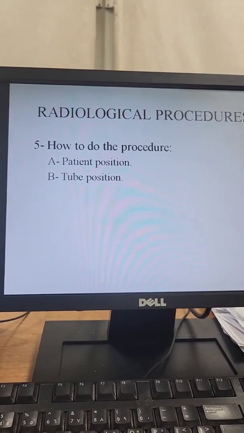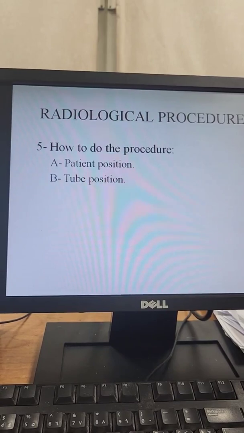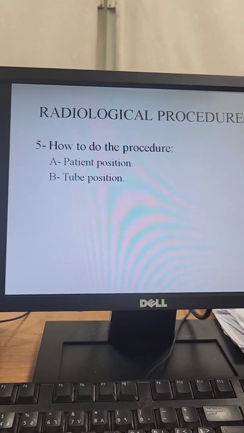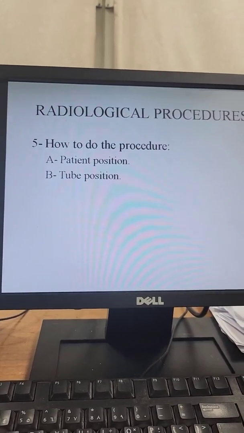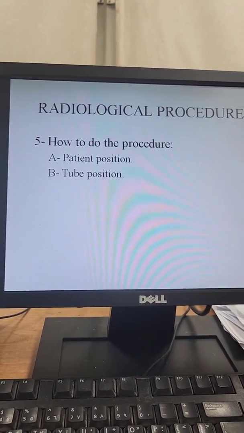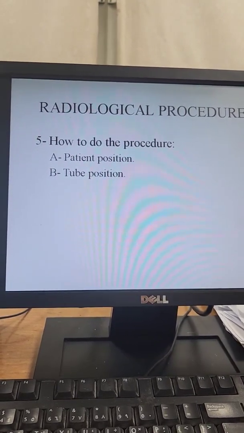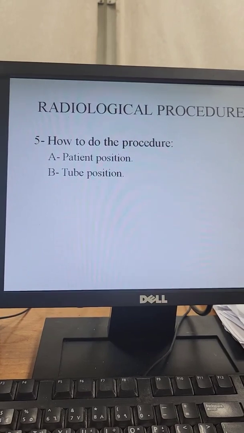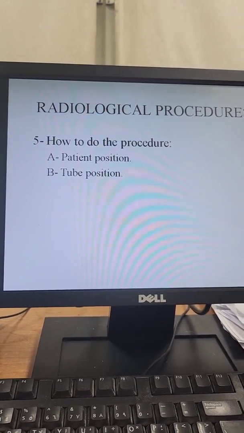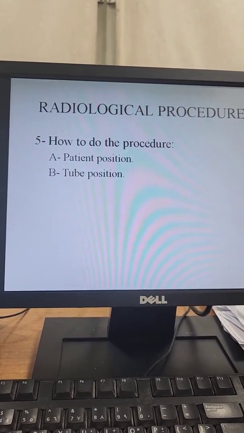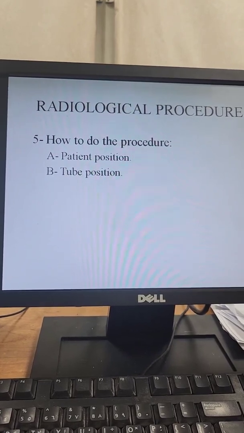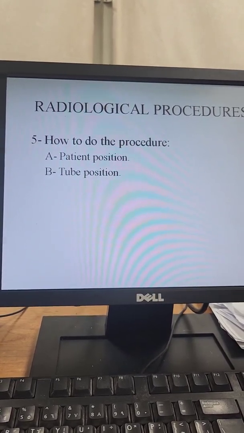100 ml of contrast media is too much, and I saw many centers doing the procedures. They finish the examination and the injector is still injecting the contrast media after finishing the procedure. So this is a waste of contrast media and a burden to the kidney and a burden over the patient.